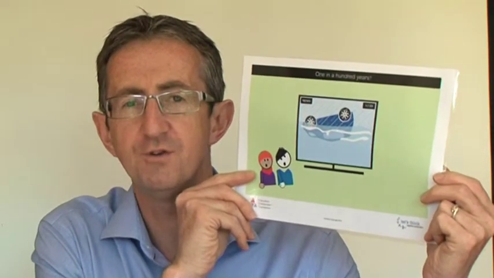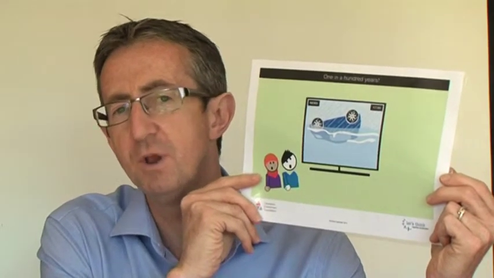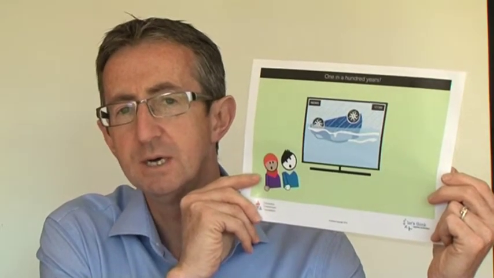What does 1 in 100 years mean? Might it not happen for 100 years? Just let the children open up and talk. But then it quickly moves on to a bit of a challenge, which we called heads or tails.